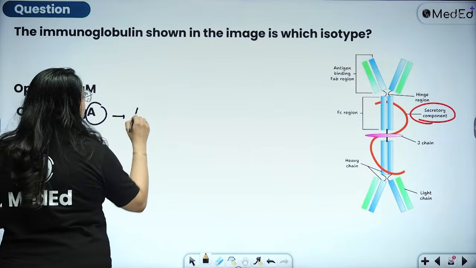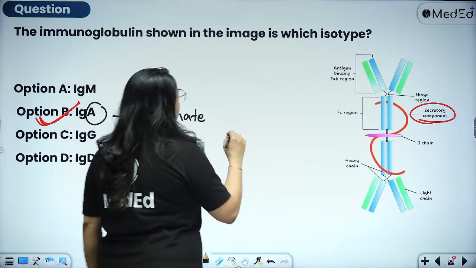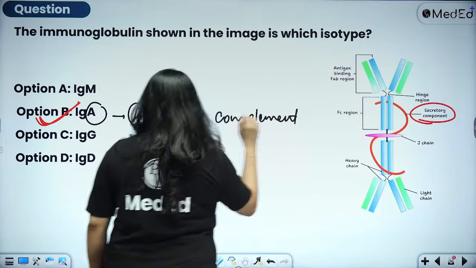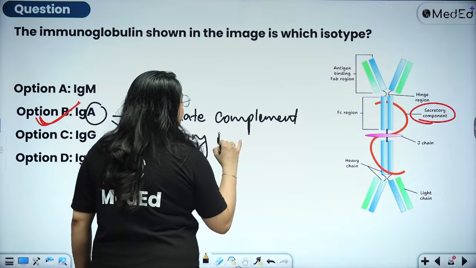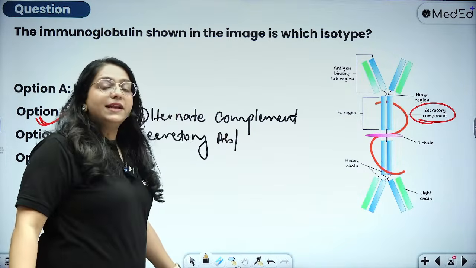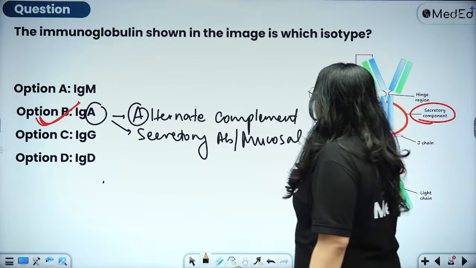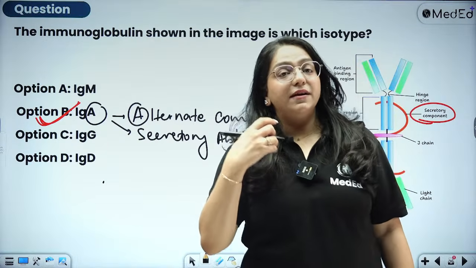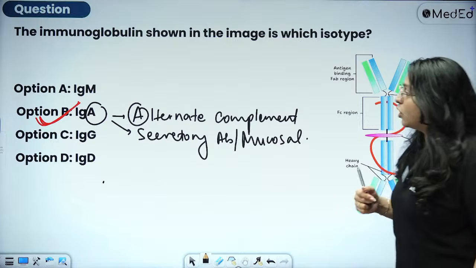IgA, A stands for alternate pathway. So it activates the alternate pathway of complement. This is also called the secretory antibody or the mucosal antibody. Why? Because it is secreted in the breast milk and it is present in the gut mucosa. So it protects me from diseases of the gut because it is a secretory and mucosal antibody. And this is the alternate complement pathway.